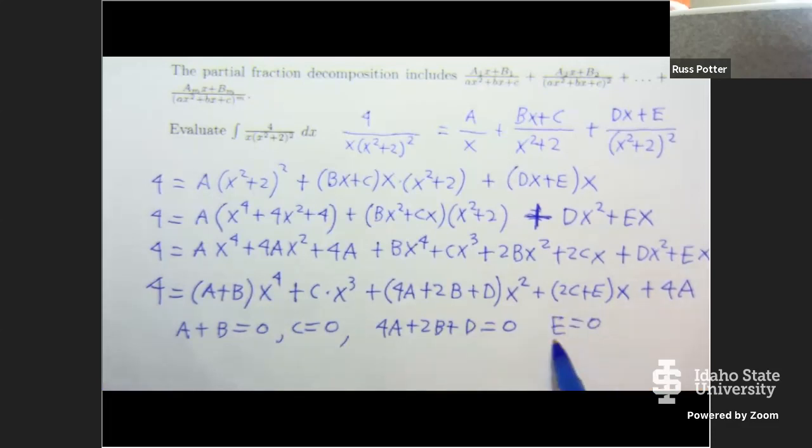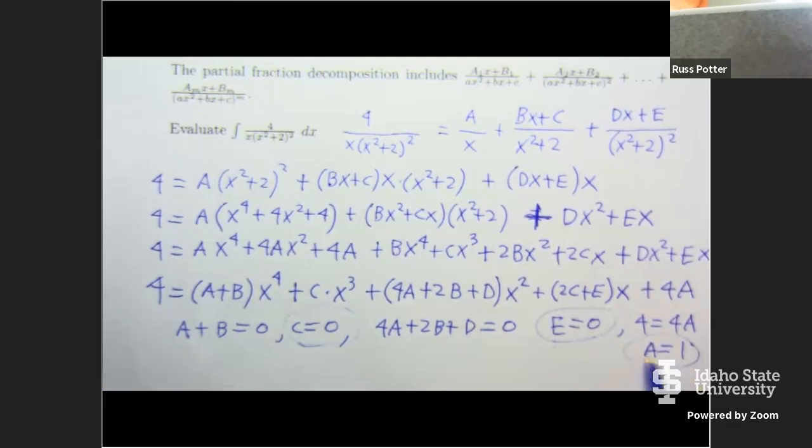Okay, so we know what two of those numbers are. C is 0 and E is 0. And then the constant 4 equals 4a. So now we know that a is equal to 1. Okay, so we're making some progress.